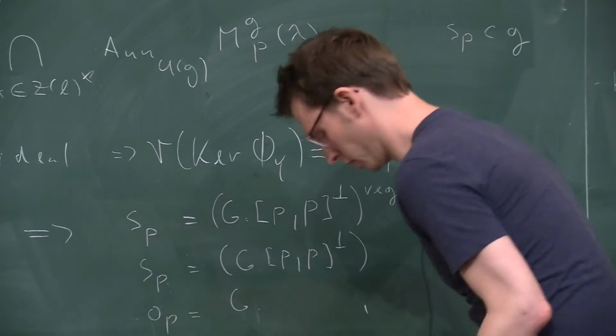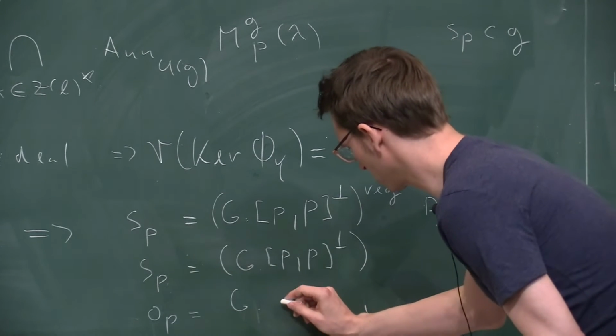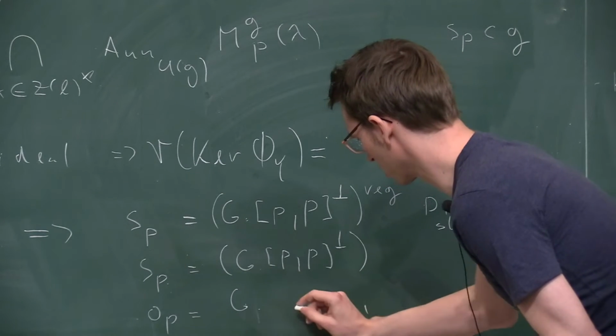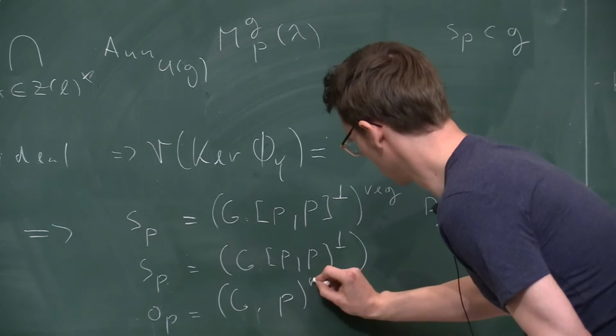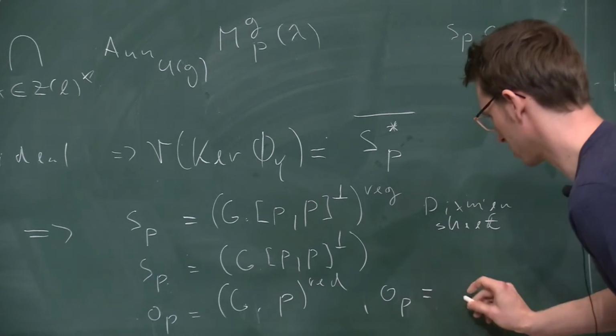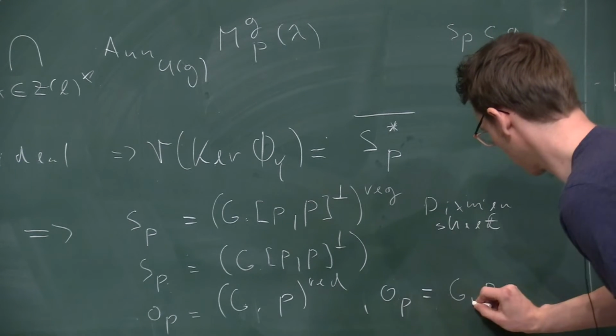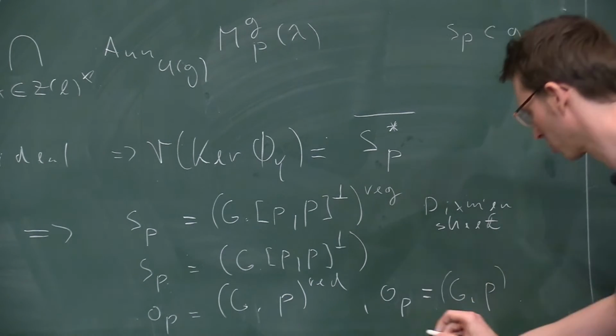And this Dixmier sheet contains a nilpotent orbit, which is called the Richardson orbit. And the closure is just, if I forget the reductive part. So this is the Richardson orbit.